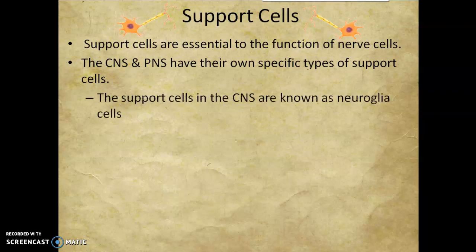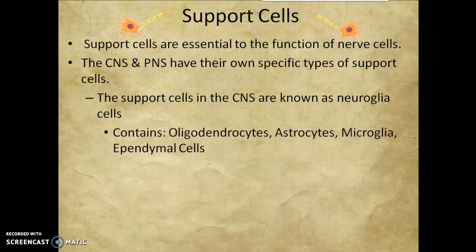The support cells in the central nervous system are known as neuroglia cells. And there are 4 types of neuroglia cells. They are the oligodendrocytes. What a great word. Astrocytes, microglia cells, and ependymal cells.